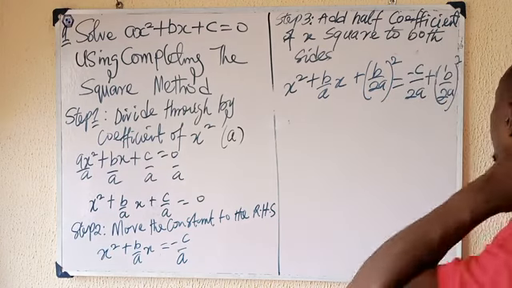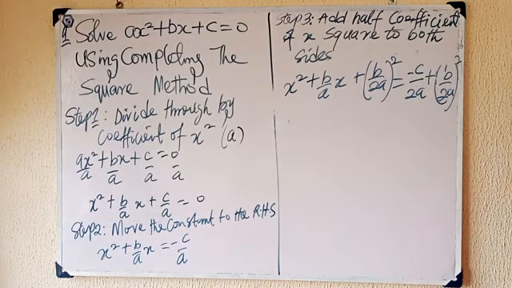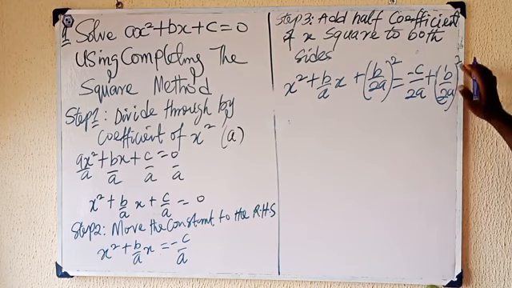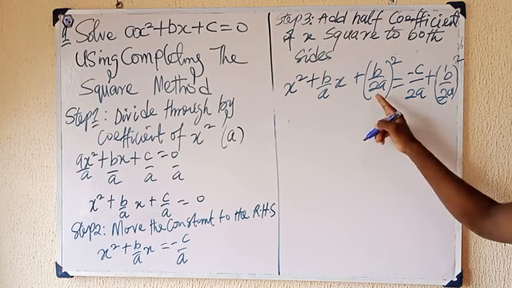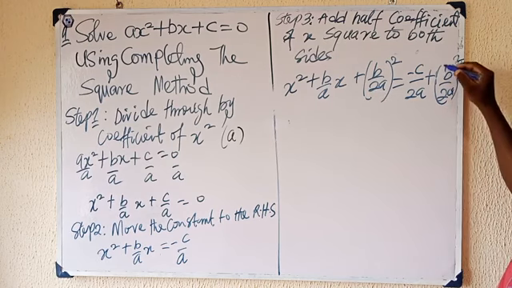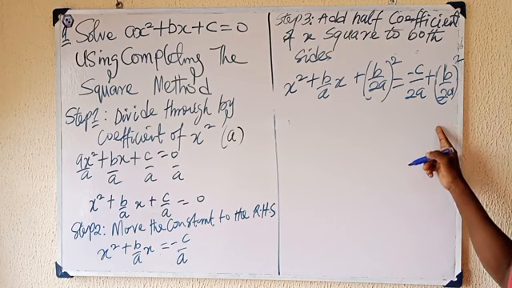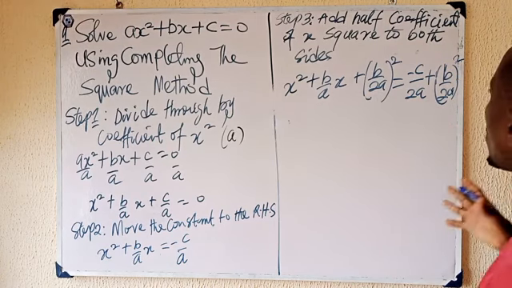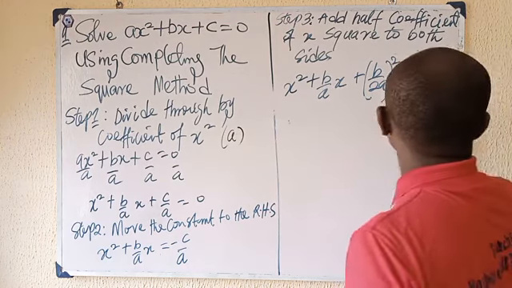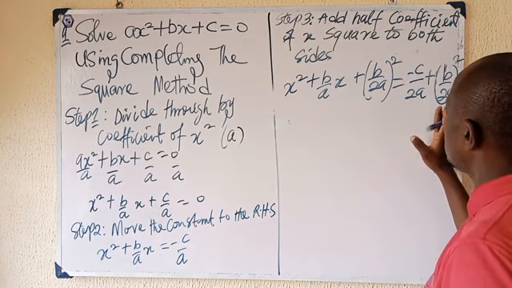So this is what we have. Can you see it? Right. So this is half the coefficient of x. We have added it to this side and to this side of the equation. So the next thing we are going to do is simplify the right hand side, right?